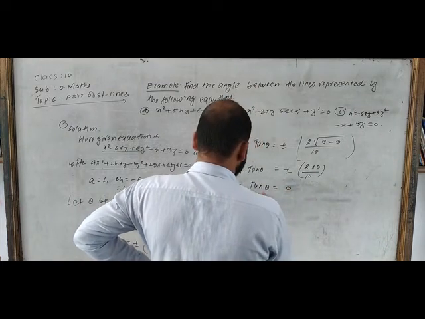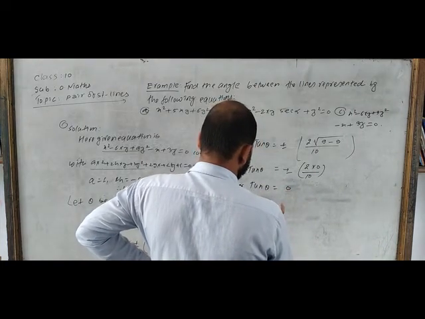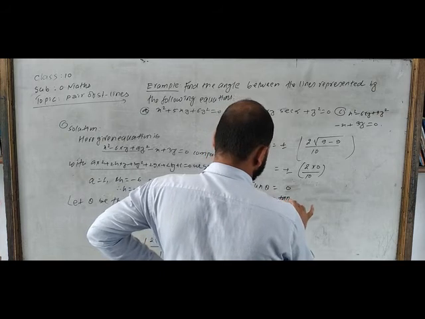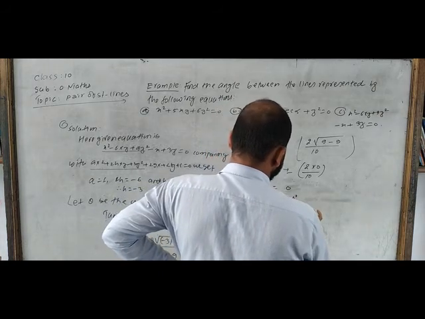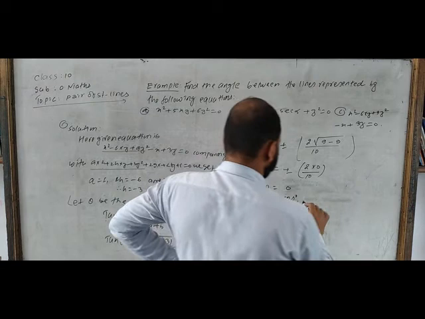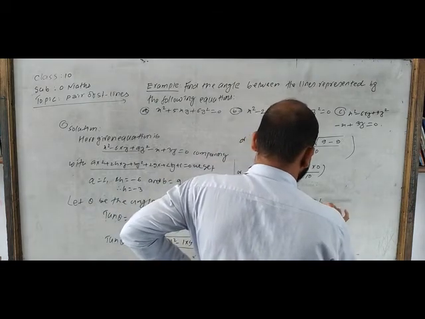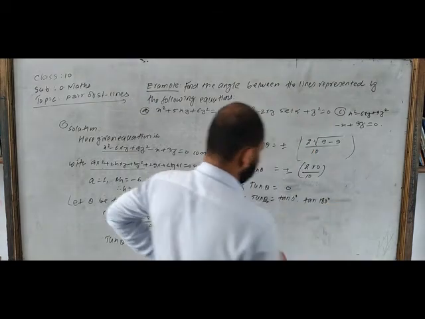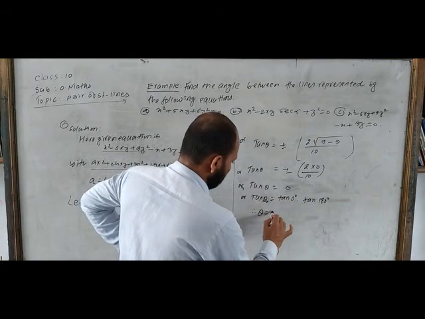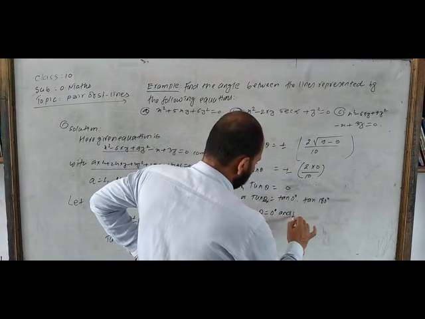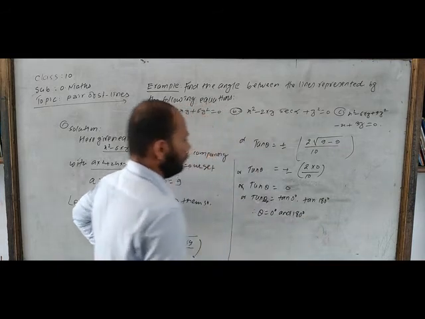Okay, therefore tan theta is equal to tan 0 degree, and also we write tan 180 degree, therefore theta is equal to 0 degree and 180 degree. Write down.